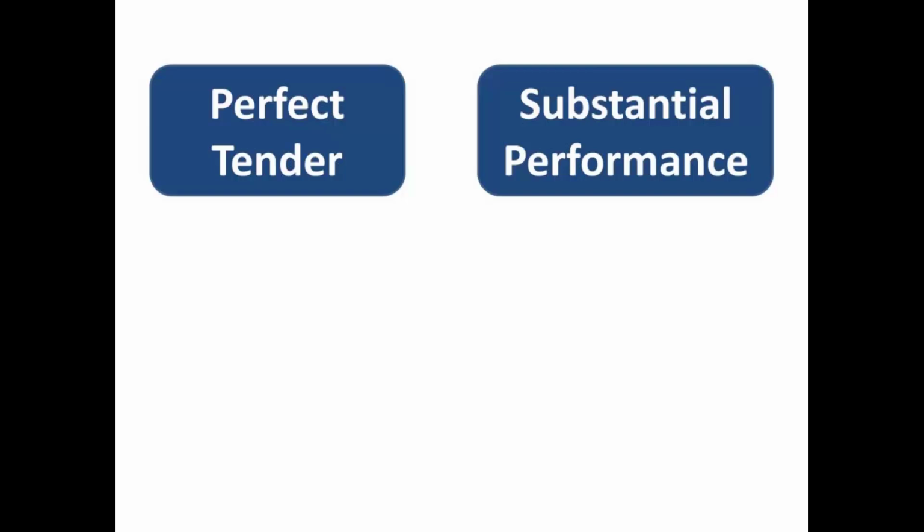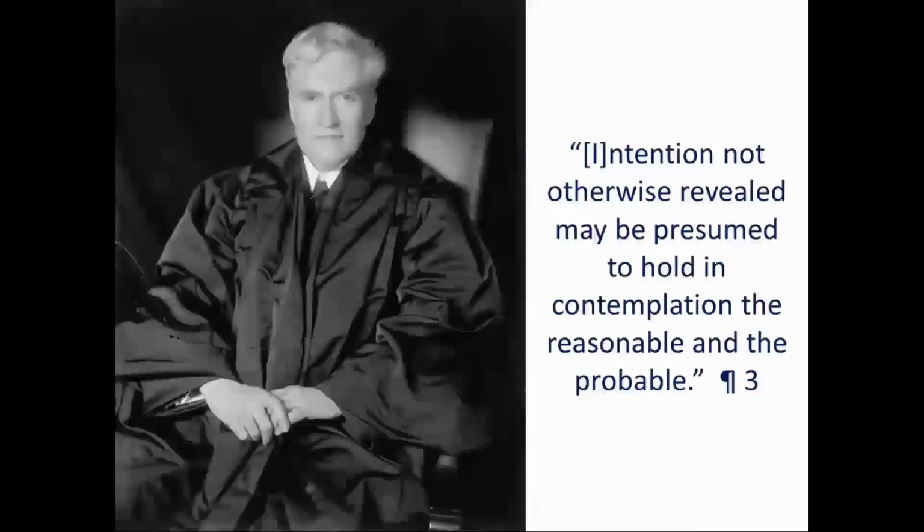The parties are likely to bargain to the same allocation of risks under each of these rules. So how should we decide which one should be the default? In Jacob and Youngs against Kent, Judge Cardozo argues eloquently in favor of adopting a majoritarian rule. He famously says that intention not otherwise revealed may be presumed to hold in contemplation the reasonable and the probable.